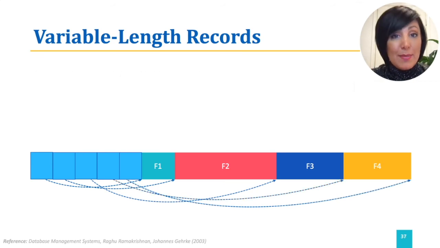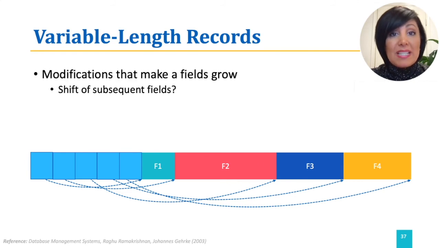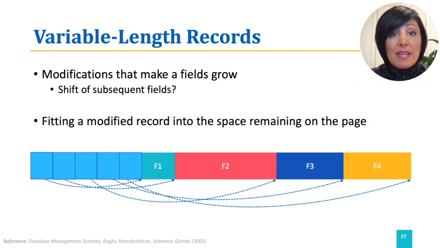While more flexible, handling variable length records may also bring up challenges. A field may grow. To make space for its growth, we may have to shift the subsequent fields. Fitting a modified record into the space remaining on the page is also a challenge. If a record does not fit into the current page, we can shift it to another page.